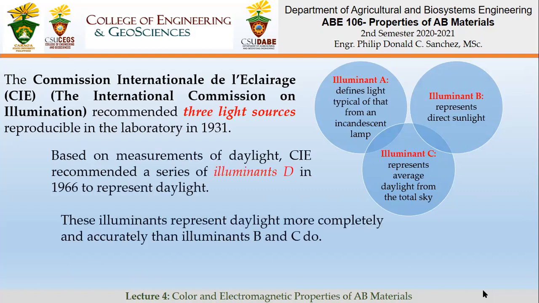Then, based on measurements of daylight, CIA recommended a series of illuminants D in 1966 to represent daylight. So they focus on the daylight and then it becomes illuminant D. These illuminants represent daylight more completely and accurately than illuminants B and C. So after a series of data gathering, research, and evaluation, they have found that daylight is a good standard or reference for color measurement. So they call it illuminant D.